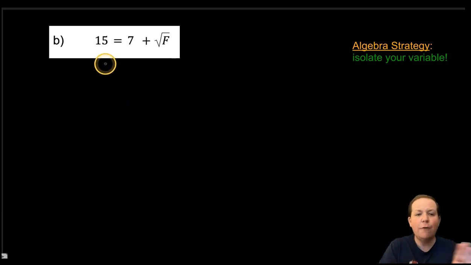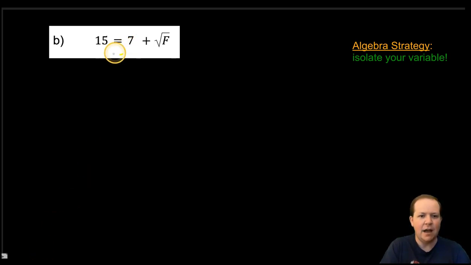I did want to go over another problem that is similar. Okay, now I have that square root here. I have 15 equals 7 plus the square root of f. Let's solve for f this time. Again, let's get rid of this first 7. Right here I have this 7 that's being added. How do I get rid of it? I'm going to subtract 7 from both sides.